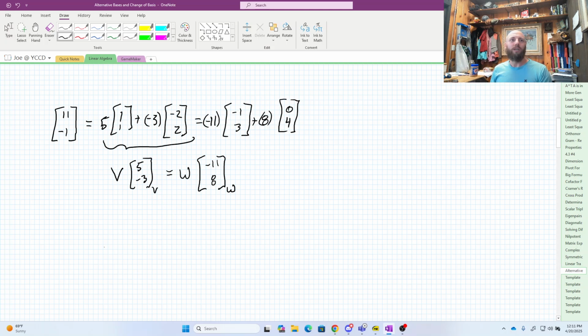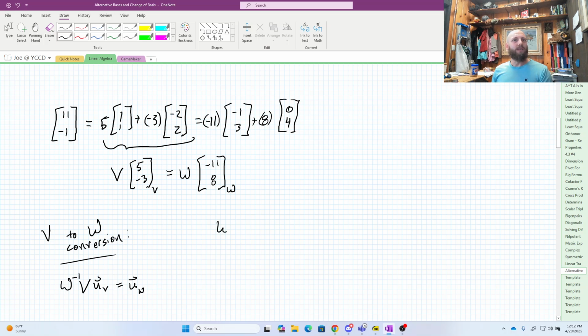So the conversion is going to be like, okay, if I want the W coordinates, I need to take this W and move it to the other side. So the V to W conversion is given by U written out in V version, right? It times V times W inverse is U written out in W coordinates.